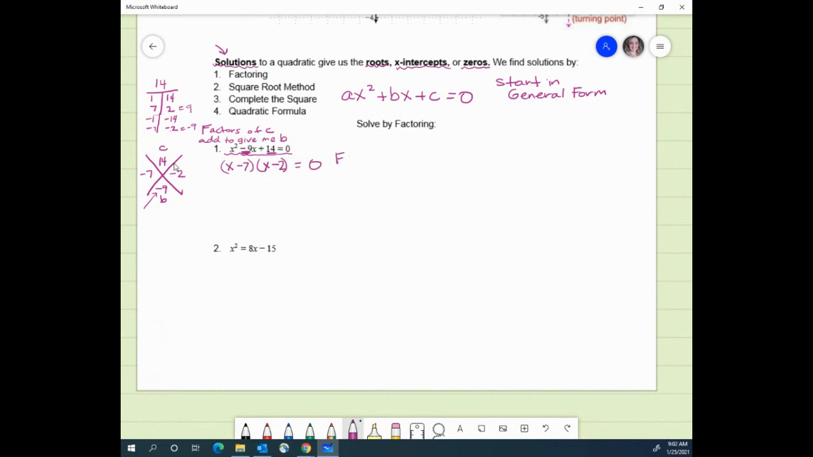So this is called factored form. Now these are not the solutions. These are just the factors, okay? This is factored form. Now to go from factors to solutions, we apply something called the zero product principle.